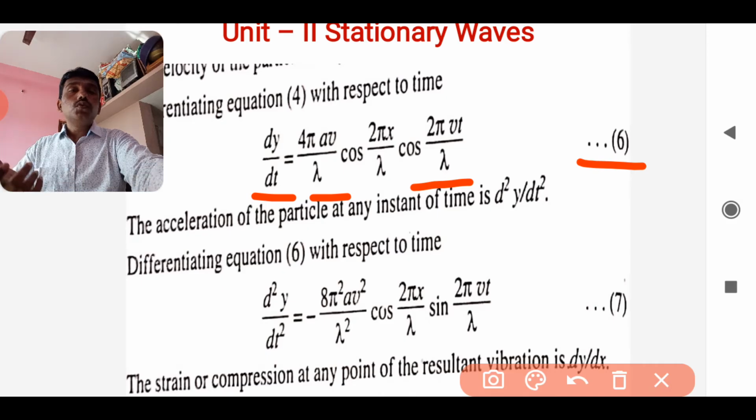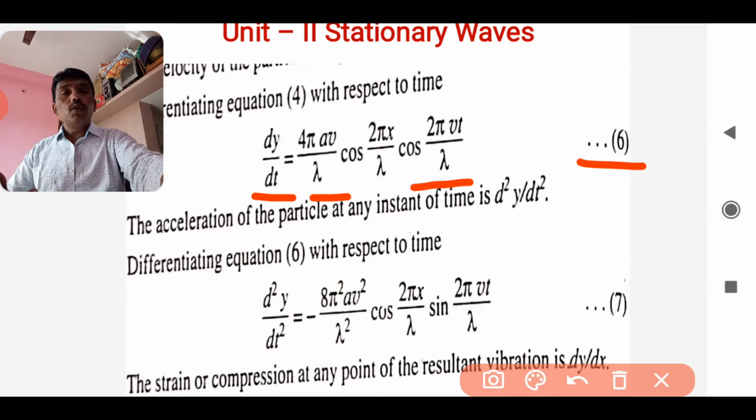But if I want to know the acceleration part in this same displacement or velocity relationship, we are aware that the rate of change of velocity is nothing but your acceleration. That means I have to differentiate this relationship again, meaning I have to differentiate equation 6 again with respect to t.